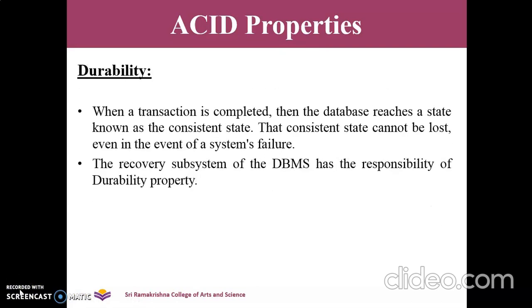The final one is the durability property. It means our database should keep all the latest updates even if our system fails or restarts. It should hold all the updated information even in the state of system failure. As we have already seen, when a transaction is completed, the database reaches a state called a consistent state.